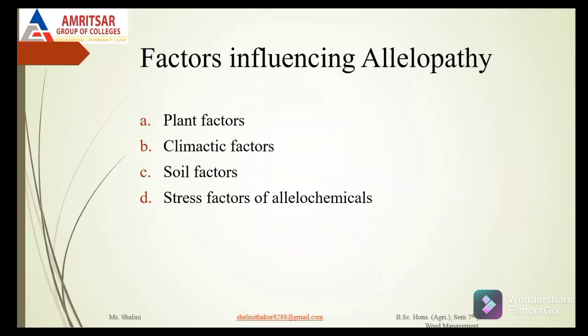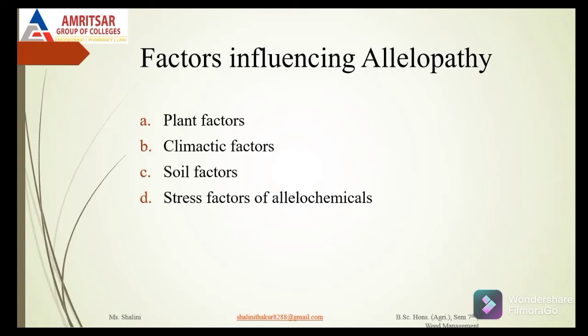Second is climatic factors. You know that all the weeds show different kinds of morphological characters. Some become dormant also. Then, how are the soil factors? Is it a clay soil, or what is its texture? So these things also come under factors influencing allelopathy.